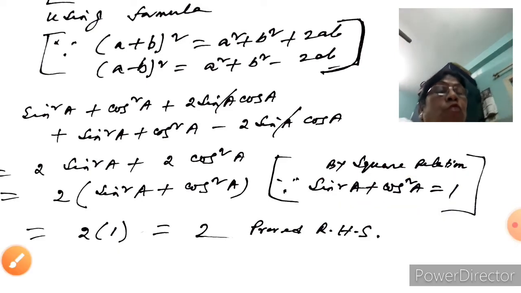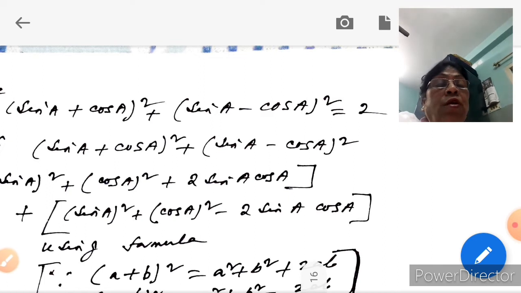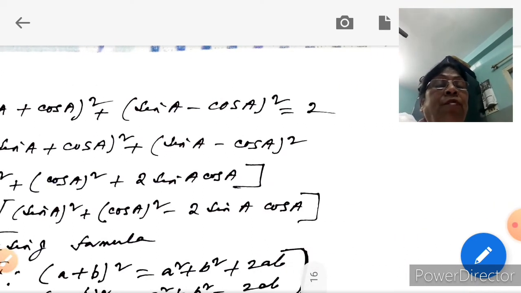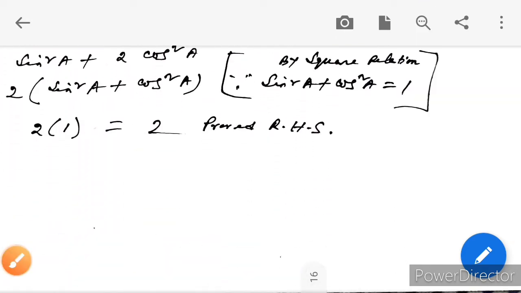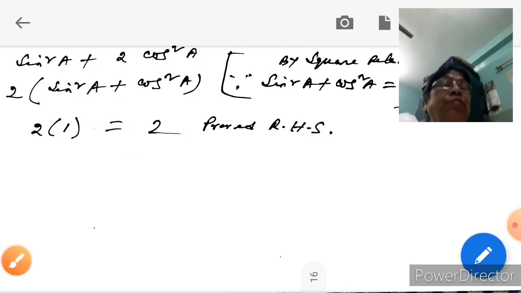So, we have been asked to find out that sin a plus cos a whole square plus sin a minus cos a whole square is equal to 2. You see, 2 comes here, 2 comes here. So, this is proved. Okay.